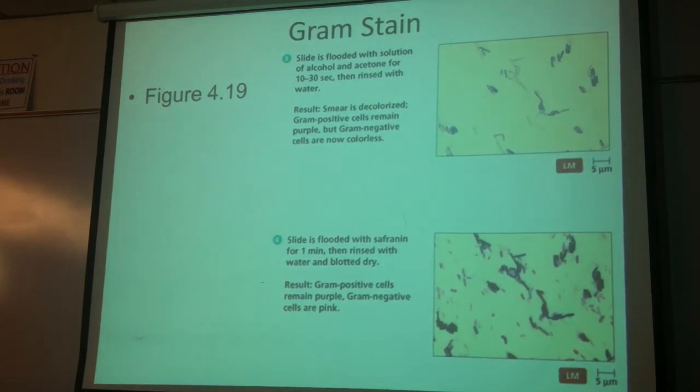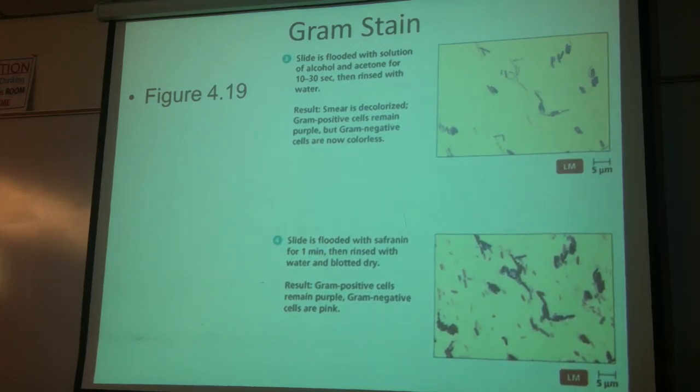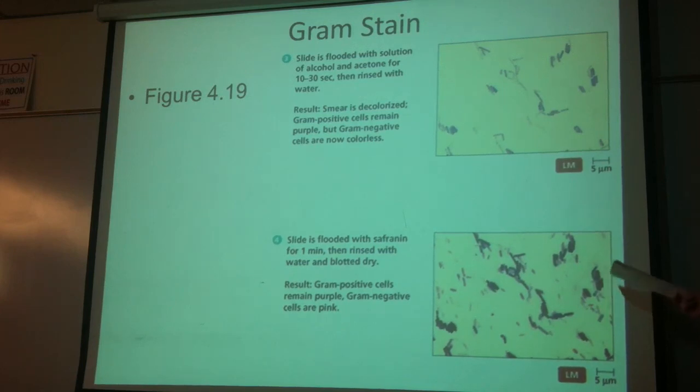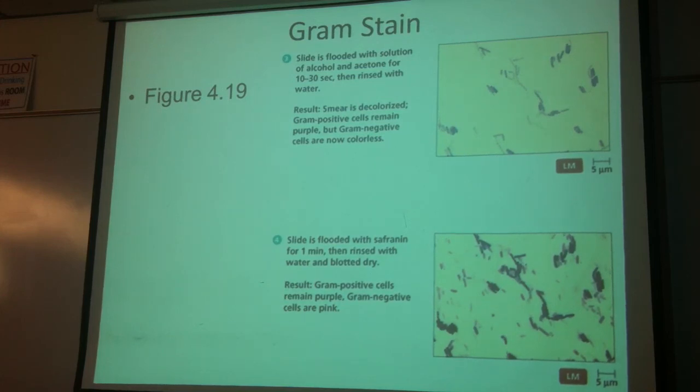Rinse with the water. You start seeing that some are decolorized. Then you add the counterstain, safranin. Let it sit for a little bit, rinse it, blot it. You now can see the gram-negative and gram-positive cells. See the nice pretty pinks and purples? They're better on the computer. I will put this on D2L.